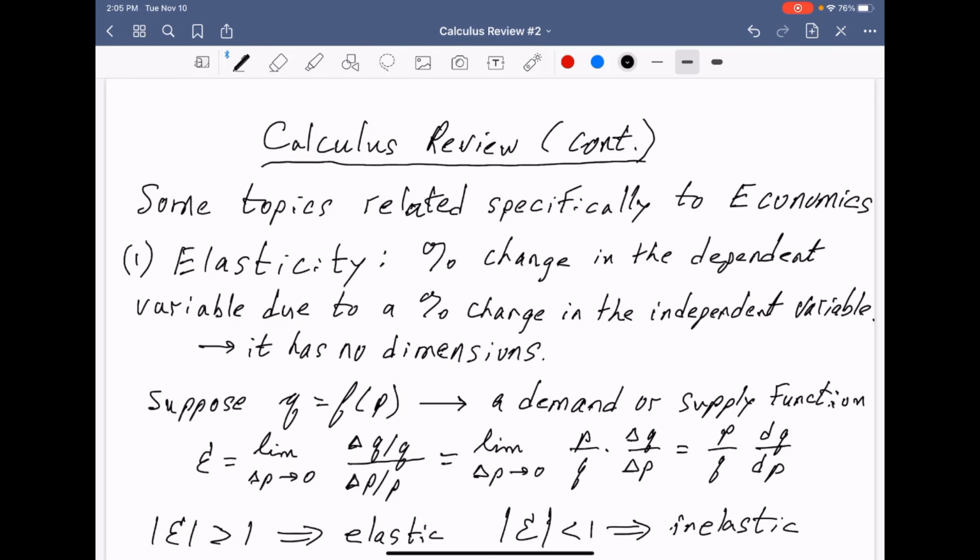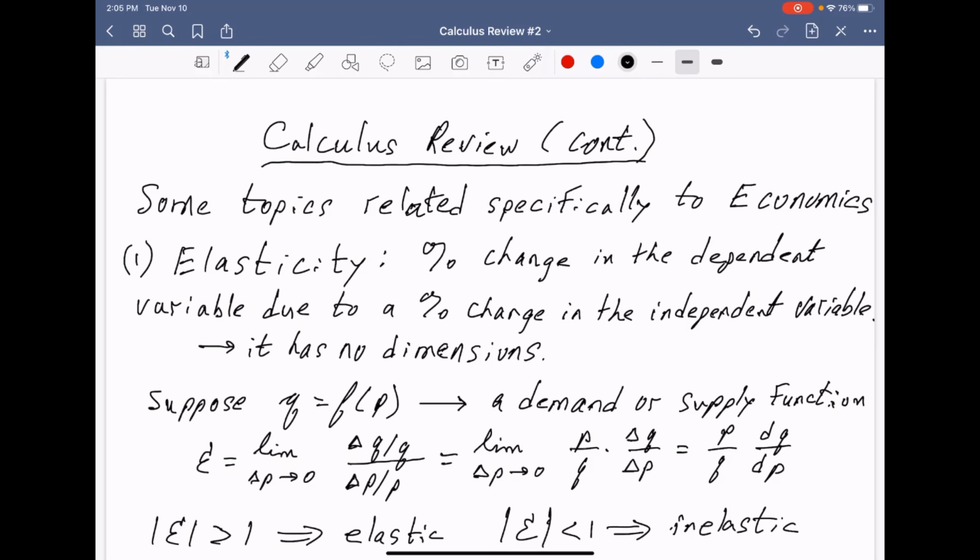In this lecture, we're going to review some calculus with topics specifically related to economics. We're going to begin with elasticity, which is defined as the percentage change in the dependent variable due to a percentage change in the independent variable. Therefore, it has no dimensions. And by a percent change, we mean the change in some variable divided by its level.